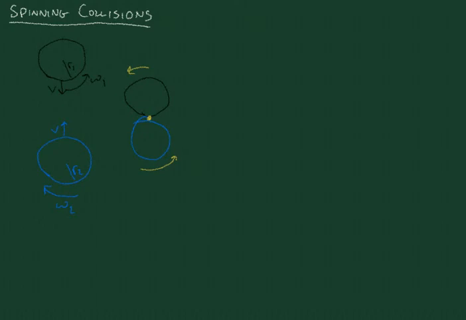So the initial angular momentum, we see, is just the moment of inertia of the second disk times its angular velocity, and that's a negative, right? Because this one's spinning clockwise. And then the first disk is I1 omega 1, and this one's positive because it's spinning counterclockwise.